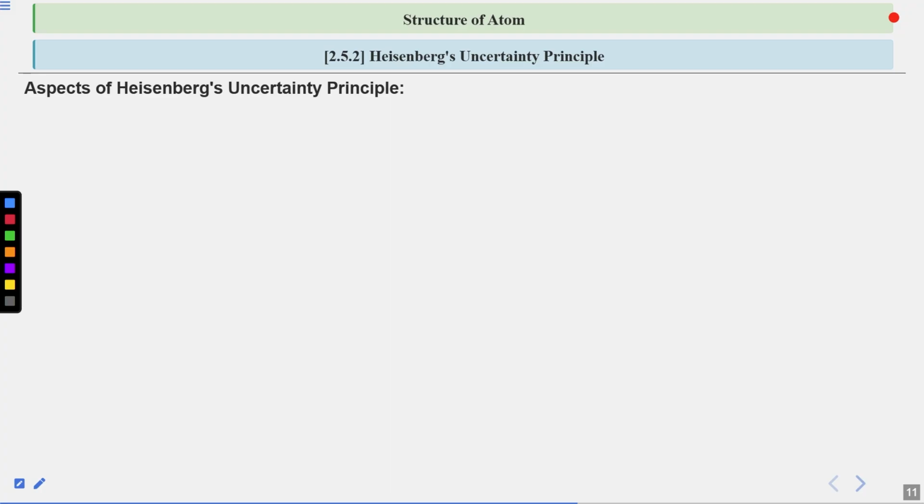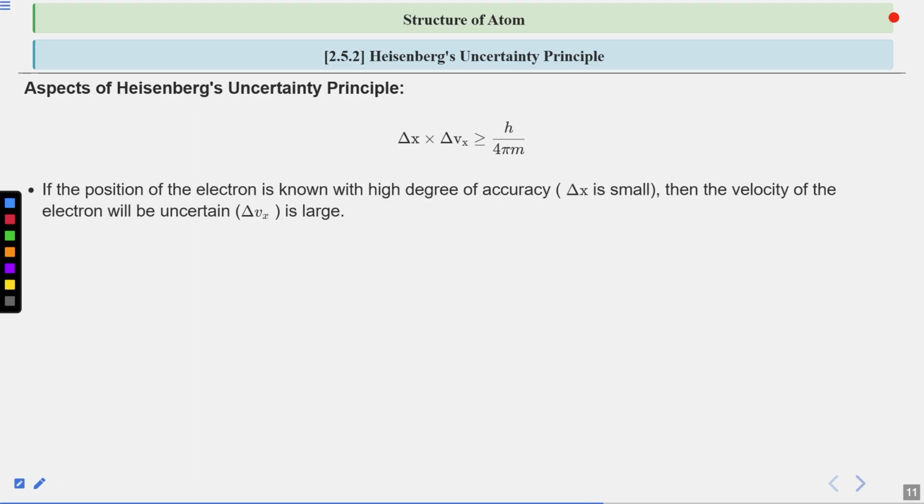Now we will see the Heisenberg uncertainty principle and its aspects. So this is the formula. Delta x into delta v should be greater than or equal to h by 4 pi m. So this is the equation. Now we will try to understand the aspects of this equation. Let's see. First of all, what is delta x and delta v? They are the uncertainty in the measurement of position and velocity.